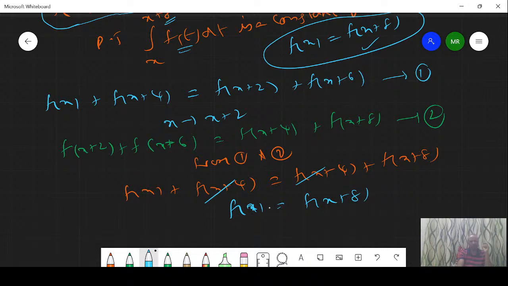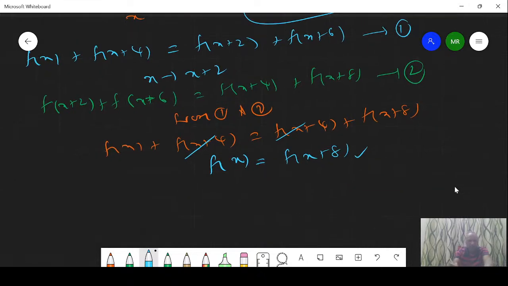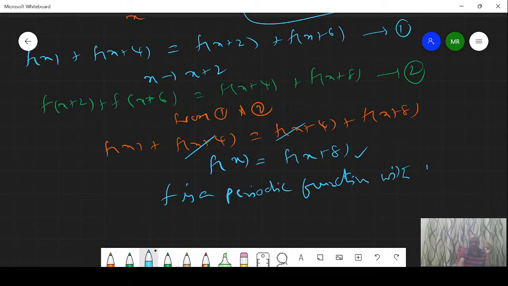Now you can see this. Then I can say f is a periodic function, f of x equal to f of x plus 8. F is a periodic function with period 8. F is a periodic function with the period t. With the period 8 here, f is a periodic function with period 8.